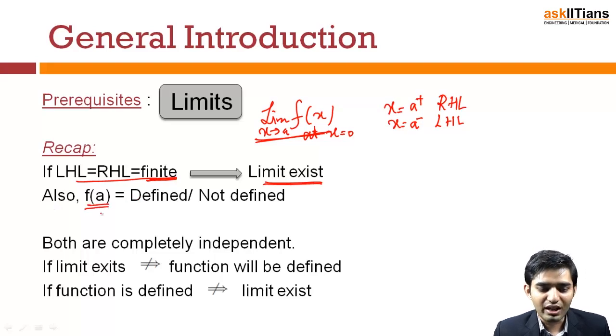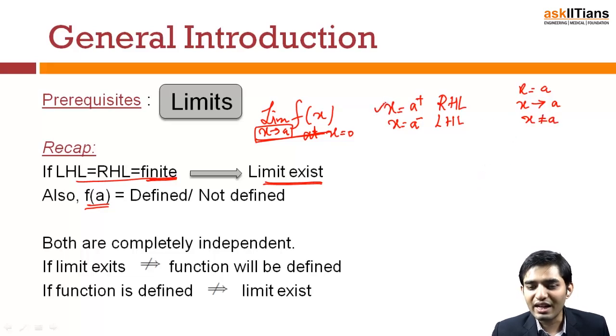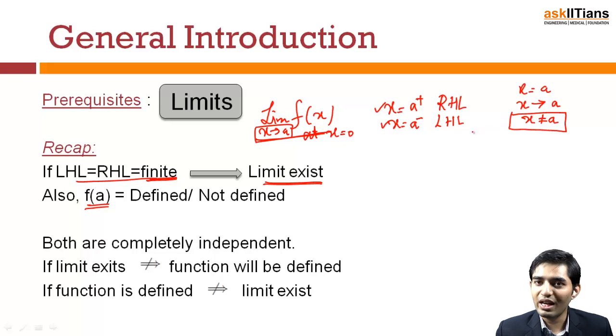Also, what is f of a? F of a is nothing but the exact value of the function at x equal to a. This is x approaching a. So there is a huge difference between approaching a and equal to a. If x is equal to a, it means x is exactly equal to a, not slightly less, not slightly more. But if x is approaching a, that means x is never equal to a. It will be either slightly greater than a or slightly less than a, but it will never be equal to a. So there is a difference between x equal to a and x approaching a.